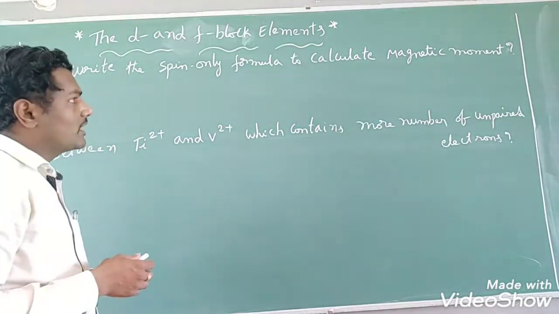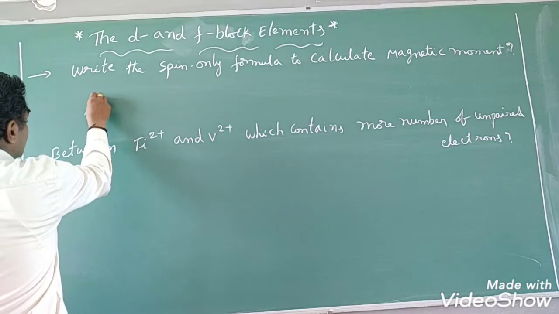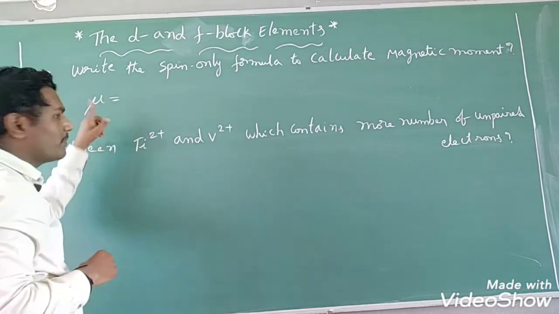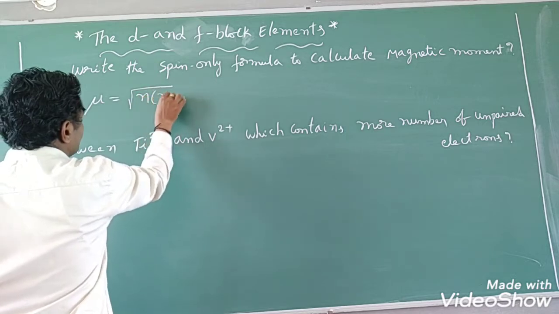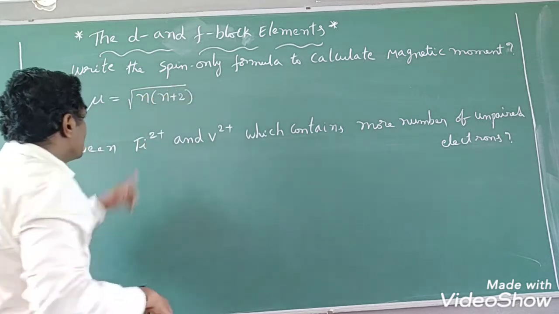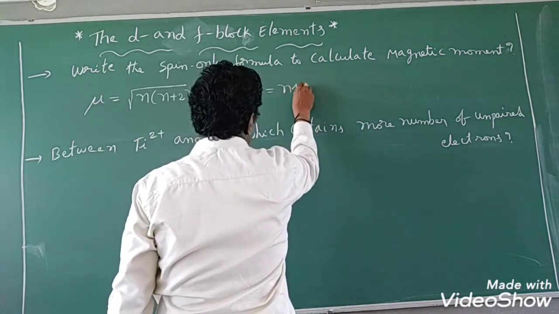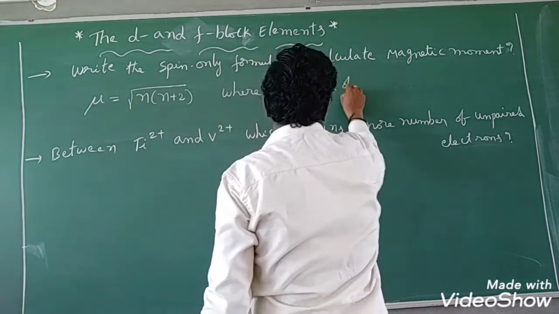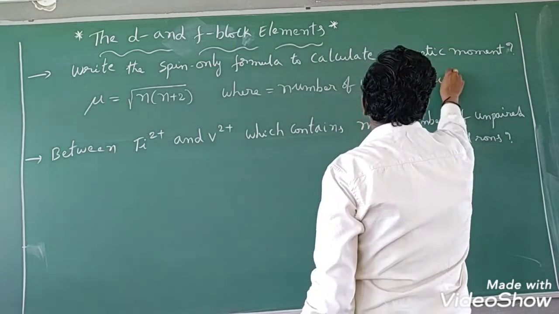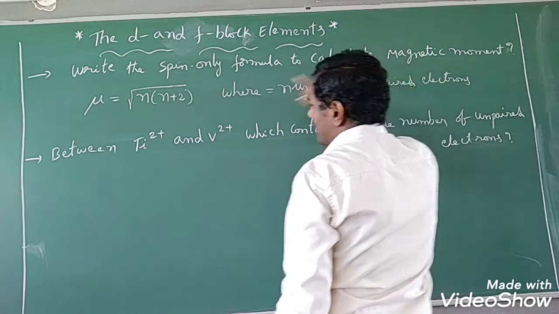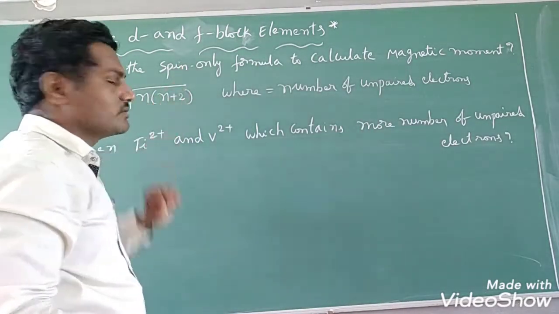Write the spin-only formula to calculate magnetic moment. Magnetic moment we have to represent with the mu. Mu is equal to square root of n into n plus 2, where n is equal to the number of unpaired electrons. How do we calculate this number of unpaired electrons to substitute in the calculation of magnetic moment? We will see that, students. This is the formula we use.